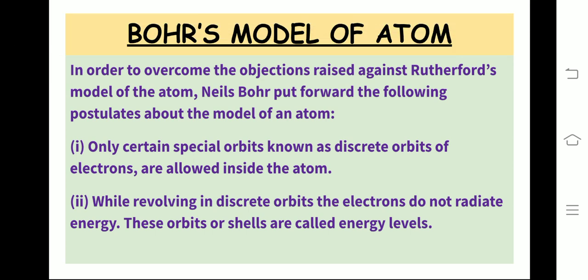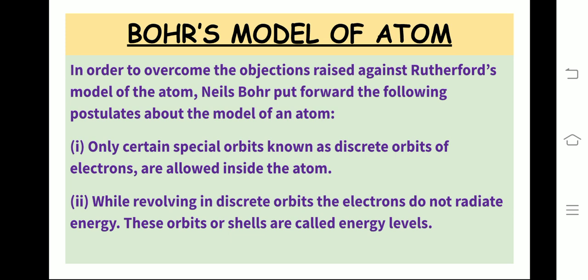Bohr's model of atom. In order to overcome the drawbacks of Rutherford's model of the atom, Niels Bohr put forward another model of atom called Bohr's model of atom. He forwarded the following postulates of his model. Only certain special orbits, known as discrete orbits of electrons, are allowed inside the atom. That is, electrons are present in these special orbits, which are called discrete orbits, inside the atom.